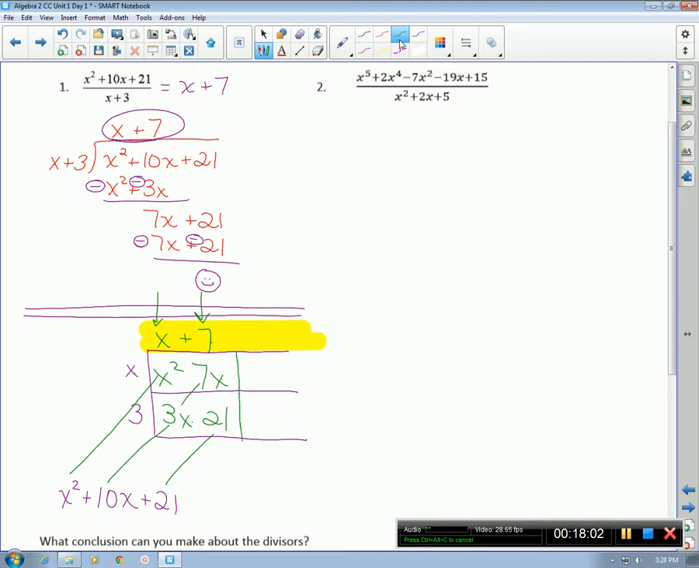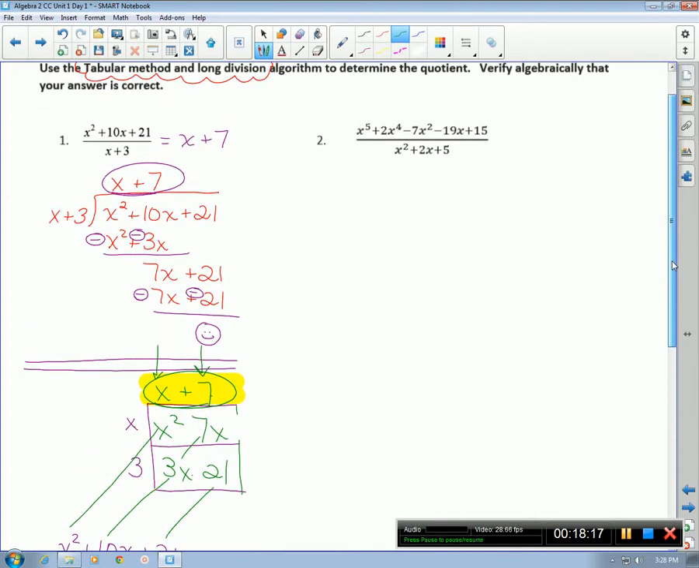So that was it for the box. And just clean that up a little bit. And our quotient, we already knew, is x plus 7. There it is again. Let's try it with this larger problem. We'll do long division. Well, let's switch it up. Let's do tabular division first.